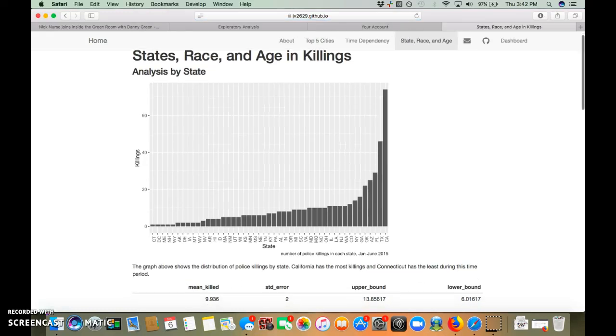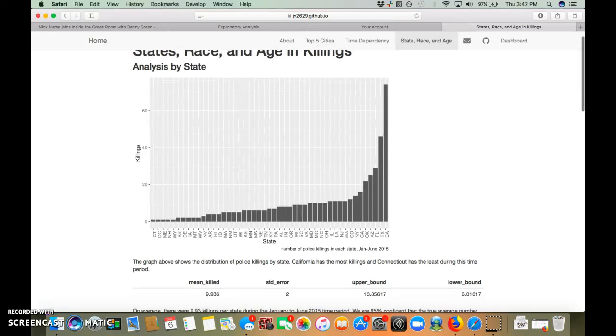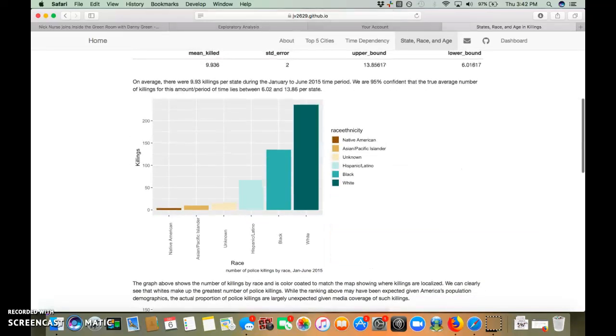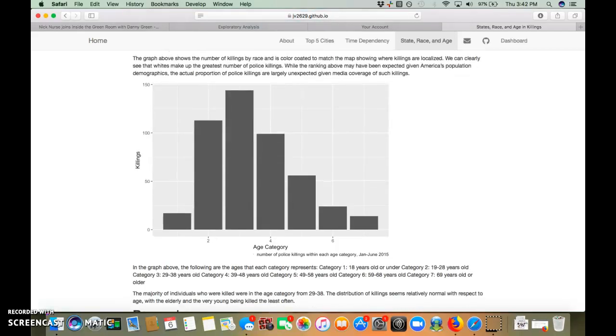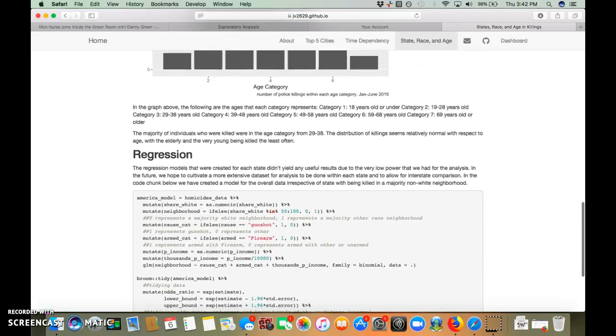Here we've plotted the distribution by state. By far, California leads the way in terms of number of police killings. We've broken it down by race. White people were the most killed within the time frame of our data set. And by age, those between the age of 29 to 38 were the most killed.